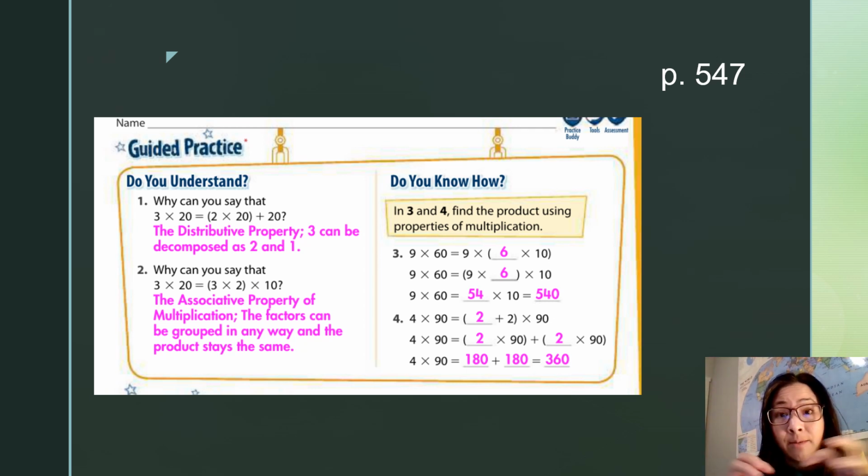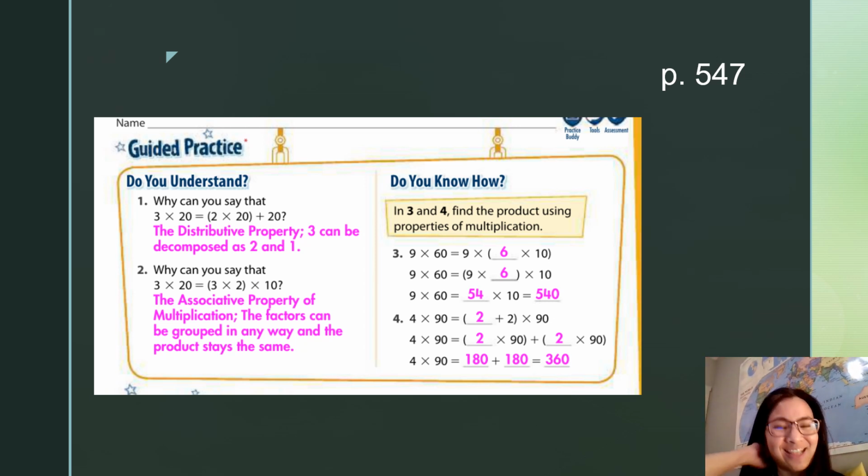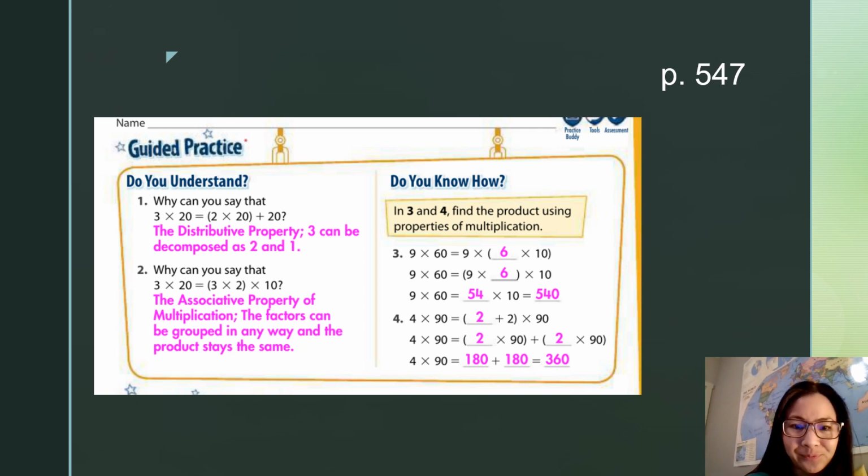3 can be decomposed as 2 and 1. Right? So they took this one factor, 3, broke it down into 2 and 1, then multiplied both of those parts, the 2 and the 1, times the other factor, which is 20. So here's the 2 times 20, plus, and instead of writing 1 times 20, they just wrote 20. That's the identity property. Anything times 1 is the number itself, right?